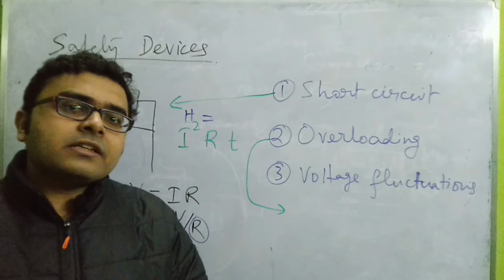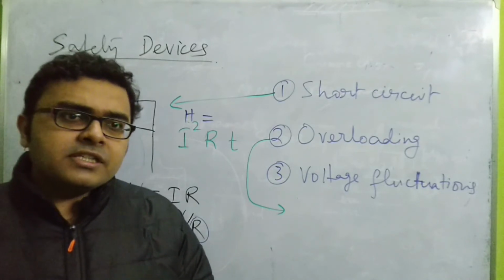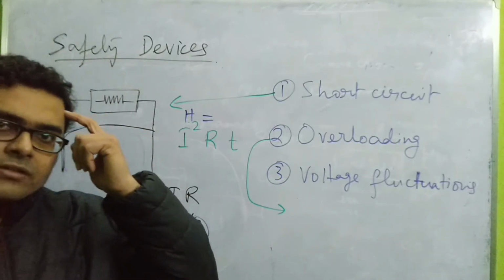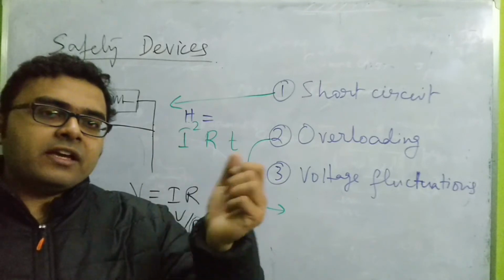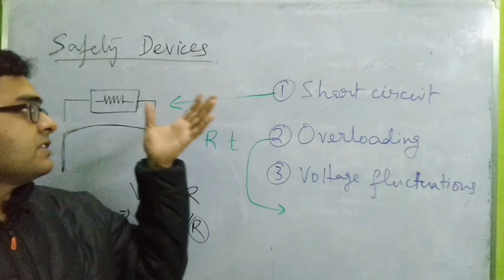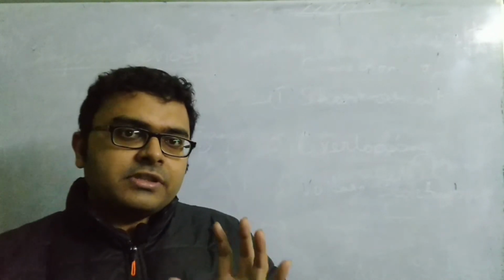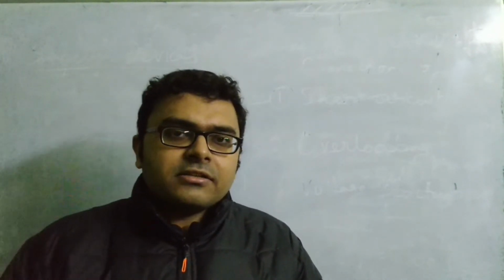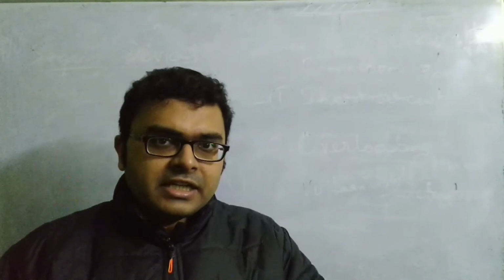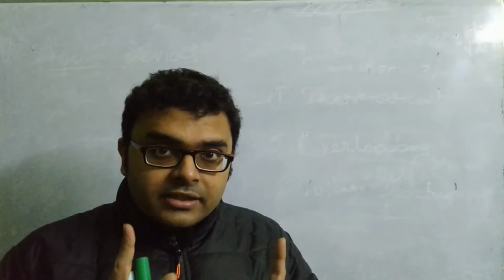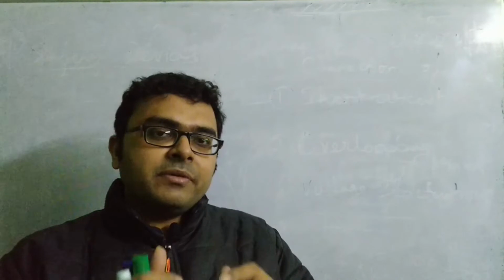So to protect your appliances from being damaged, or to prevent a dangerous condition like fire in your house, we need some safety devices. Okay, so I think by now you have understood why the safety devices are required. You have understood the various conditions under which the appliances that you are using may be damaged.